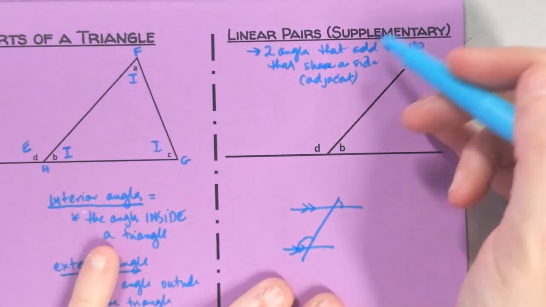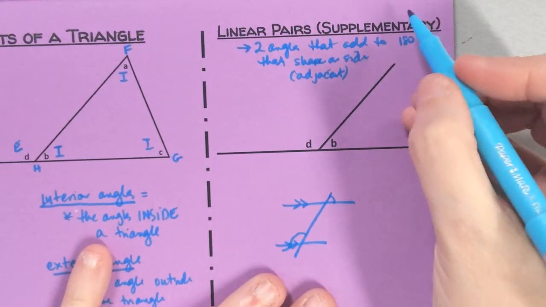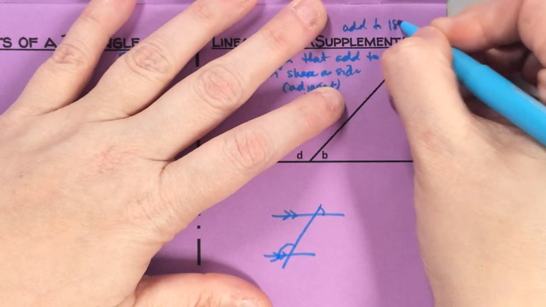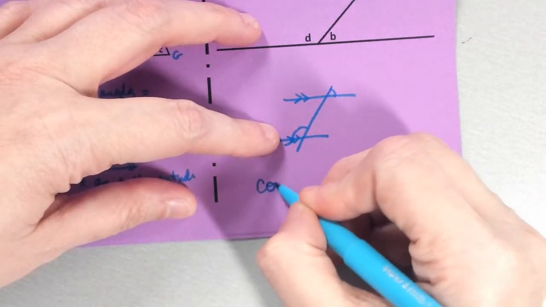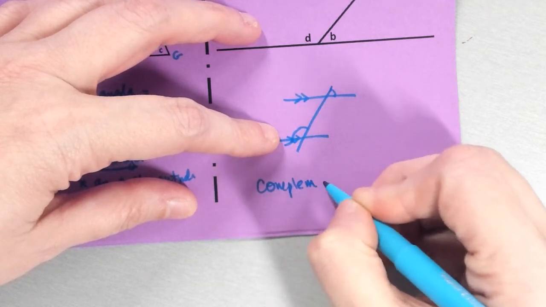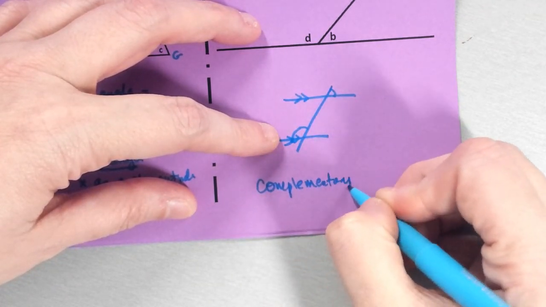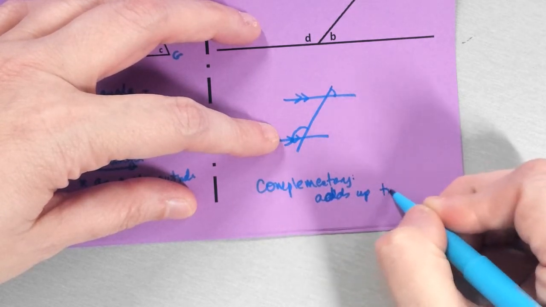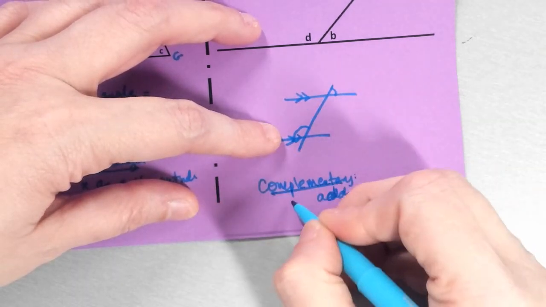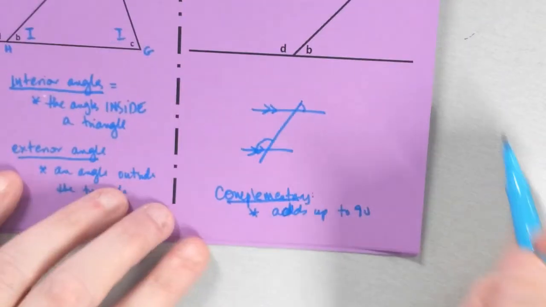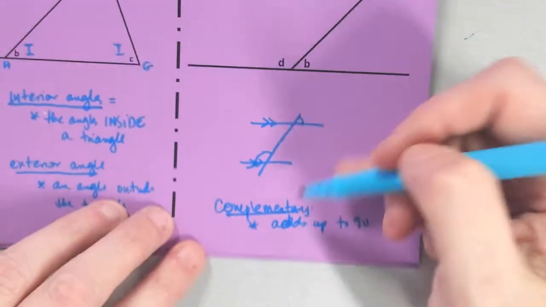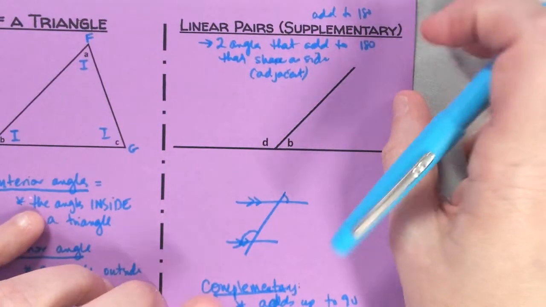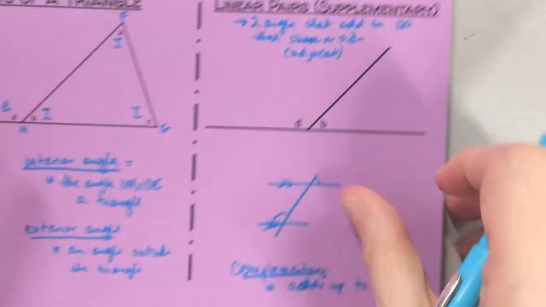Okay. We also have complementary. So supplementary adds up to 180, and complementary adds up to 90. So supplementary are two angles that add up to 180. Complementary are two angles that add up to 90. We're not really going to worry as much about this. This is something that you learned earlier, but this is kind of the stuff that we are going to be focusing on.